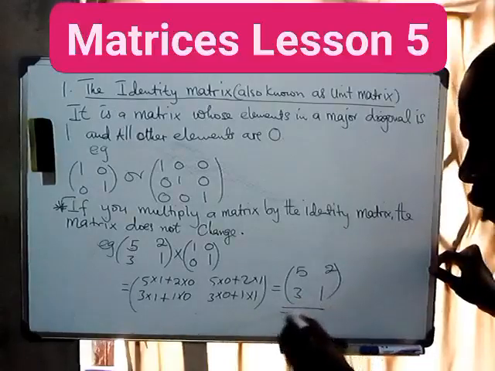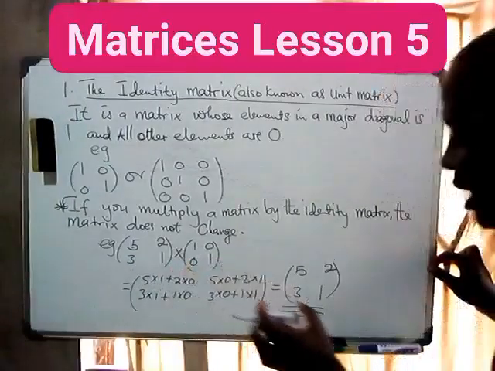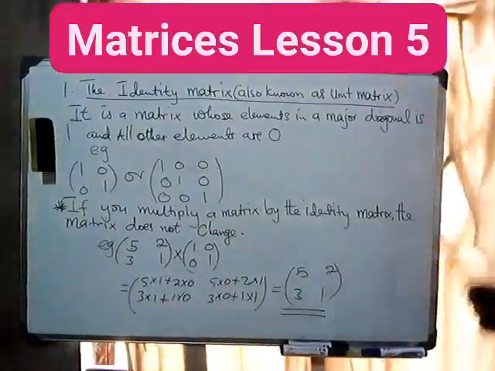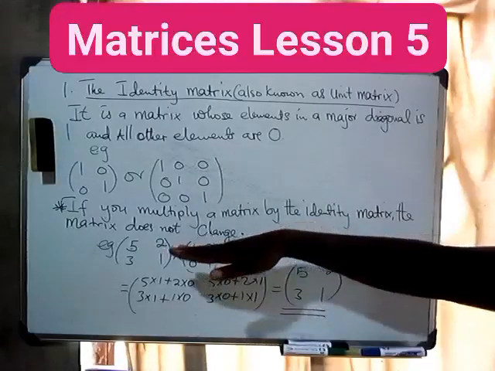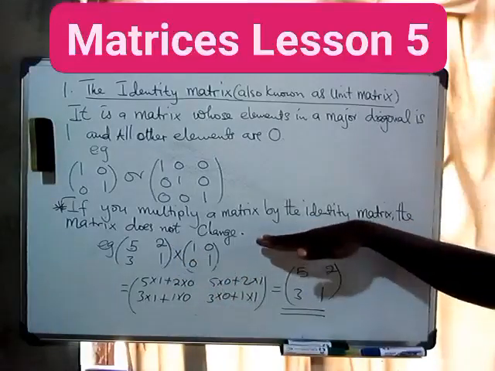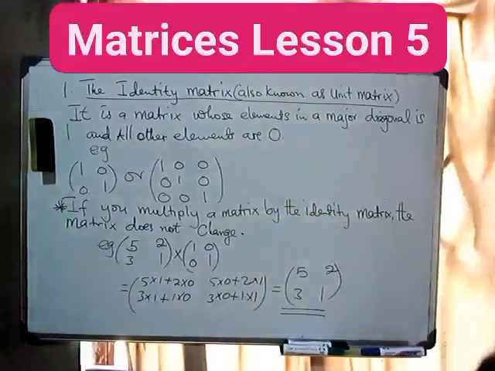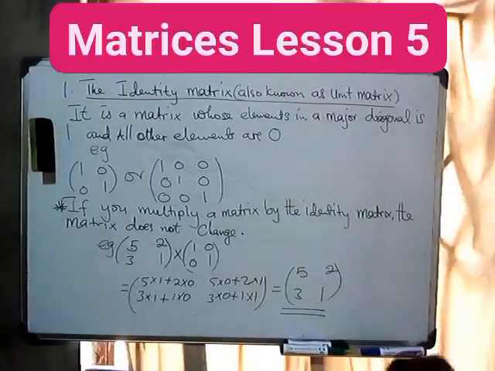So our final answer, when we multiply this matrix by the identity matrix, gives us the same matrix. This proves that if you multiply any matrix by the identity matrix, the matrix does not change, or it is equal to the same matrix. So this marks the end of our discussion concerning the identity matrix.